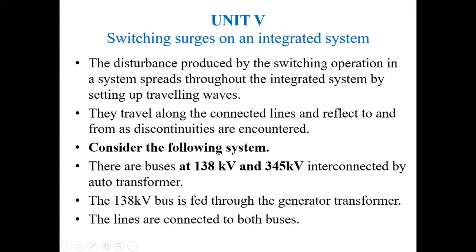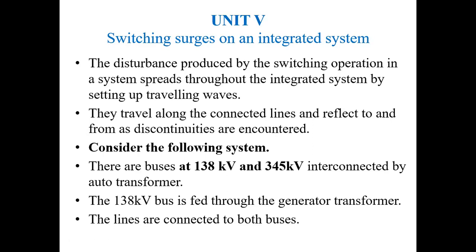The disturbance produced by the switching operation in a system spreads out throughout the integrated system by setting up traveling waves. They travel along the connected lines and reflect to and fro as discontinuities are encountered. In the fourth unit, we have studied traveling waves. Whenever any switching contacts get opened, the voltage and current move from one point to another, that is, from one termination to another termination, by means of traveling waves. Whenever the traveling waves start from one end and reach another end, there will be a reflection as well as a refraction.